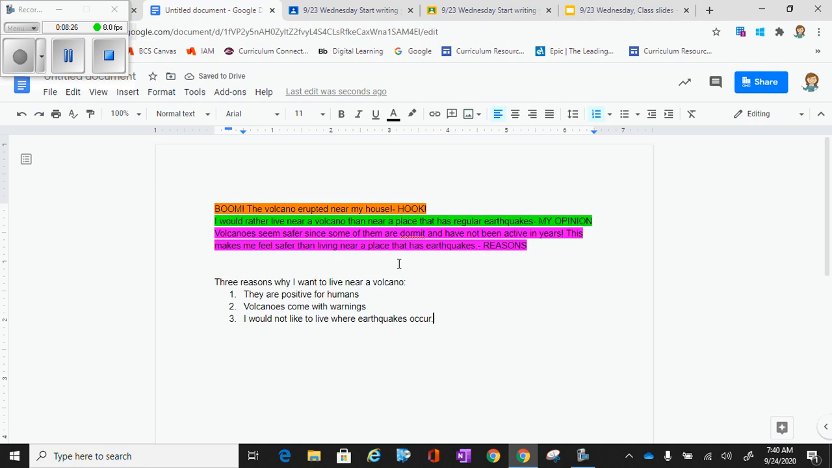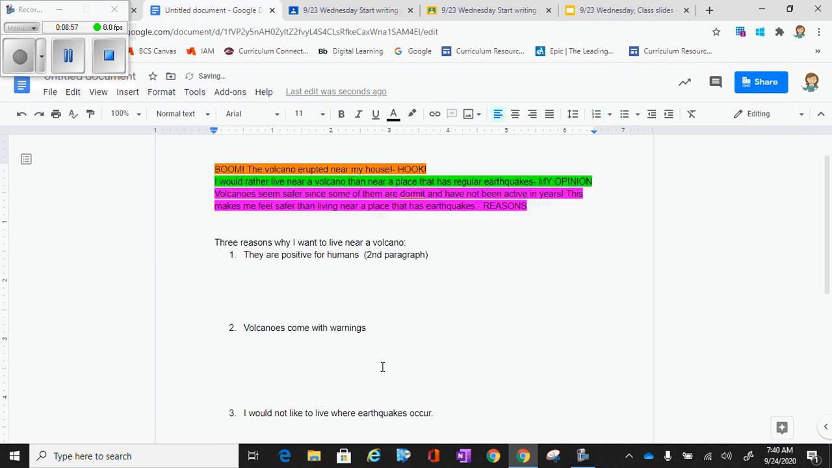All right. Now that you have these, this top part is your introduction. Your second paragraph is going to be right here, all about how volcanoes are positives for humans. And I'm going to write out here, second paragraph. Your third paragraph, and I know that says number 2, but you'll have to remember that those are kind of my topic sentences. Your third paragraph is going to be all about how volcanoes come with warnings. And this needs about 3 sentences. Each one of these paragraphs needs about 3 sentences.